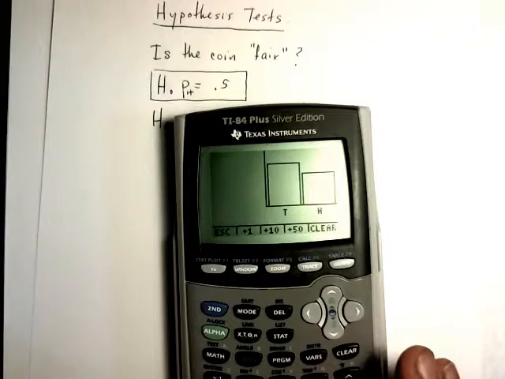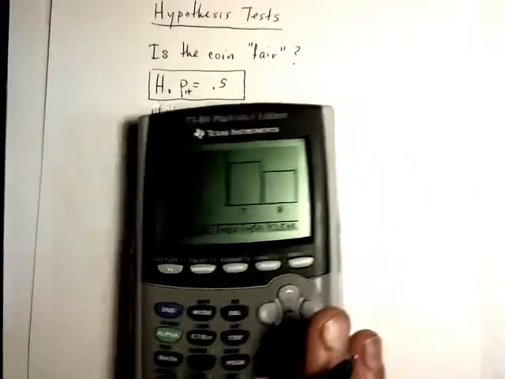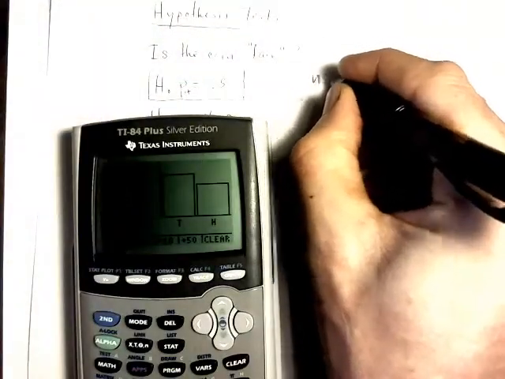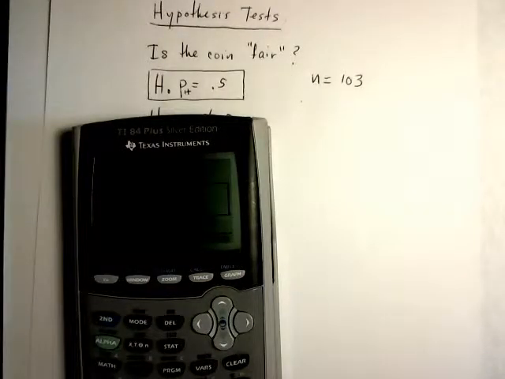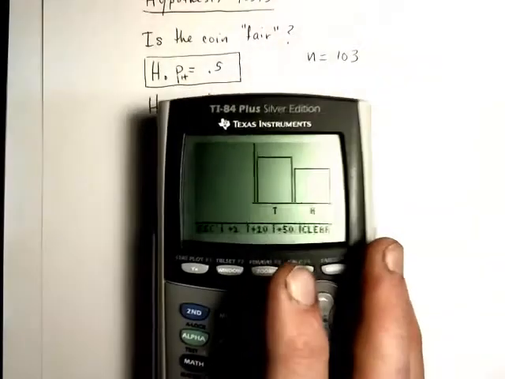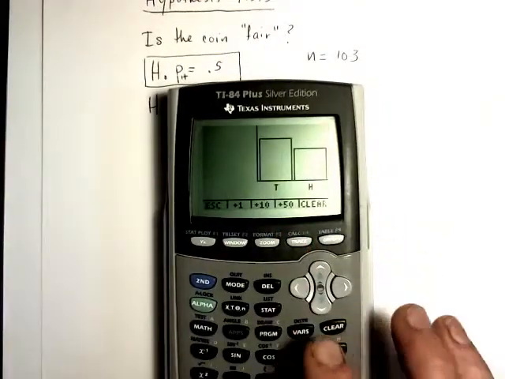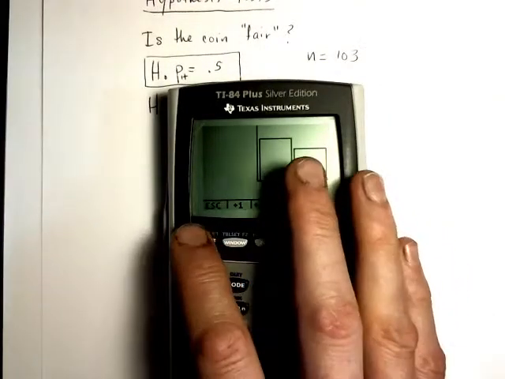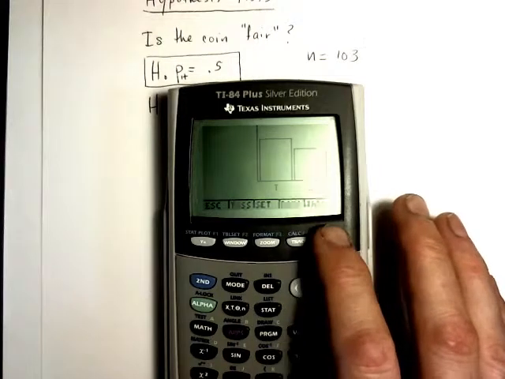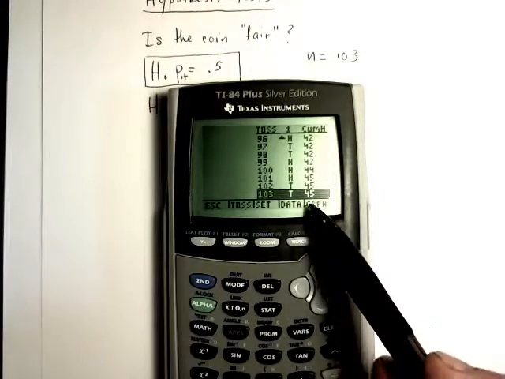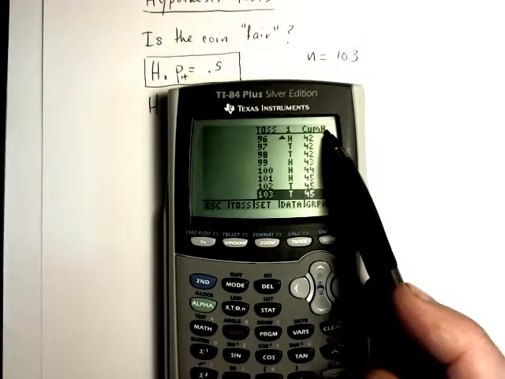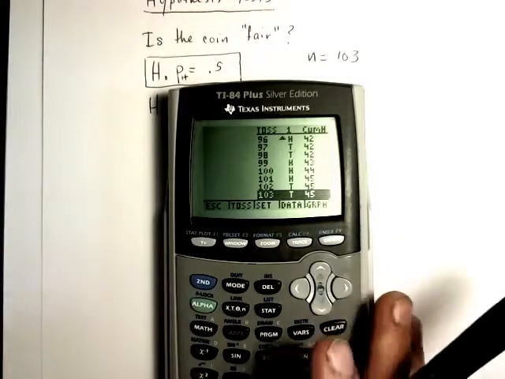Out of those 103 tosses, so let's write this up here. N is equal to 103. That means that our sample size is 103. If we hit escape and look at the table, we can see that out of those 103 tosses, we've gotten 45 that are heads. This is the accumulated value for heads.